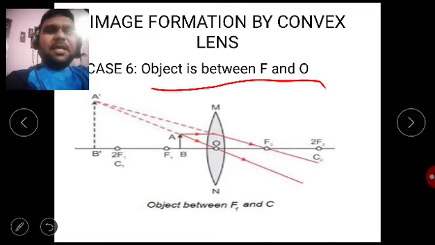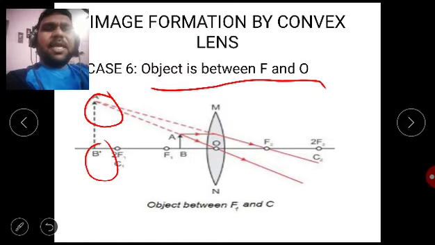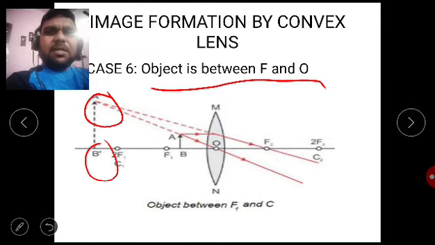Here the rays of light are not meeting each other after refraction. In fact, they are diverging after refraction. So how will they meet? They will meet virtually. They will not meet in real. So there will be no real image. You can see they are meeting at A dash and B dash. So in this case the image formed will be a virtual image. And will it be inverted? No, it will not be inverted. It will be an erect image.